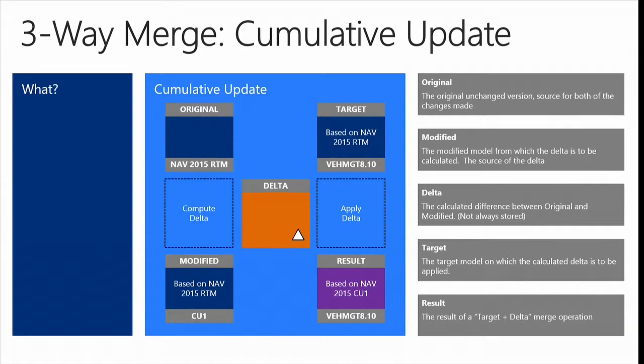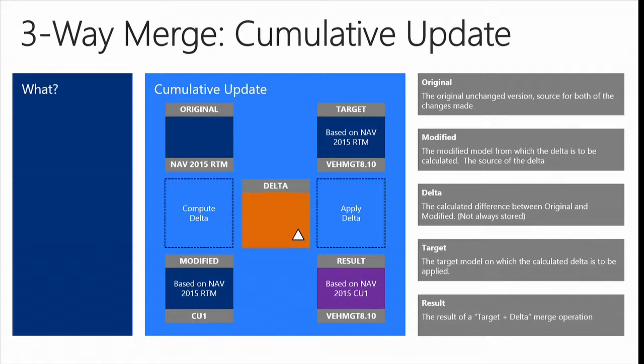Our vehicle management solution is based on NAV 2015 RTM. So is the cumulative update that comes from Microsoft. So these are the two derived versions. In this example, I will consider our vehicle management solution the target version, in which we want to merge the changes that we got from Microsoft with the cumulative update.